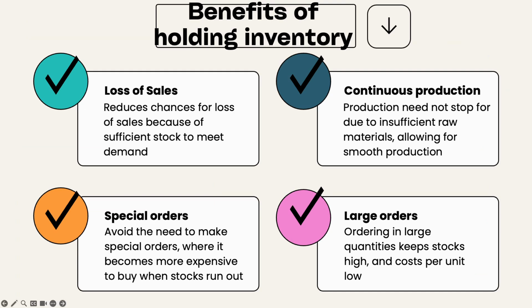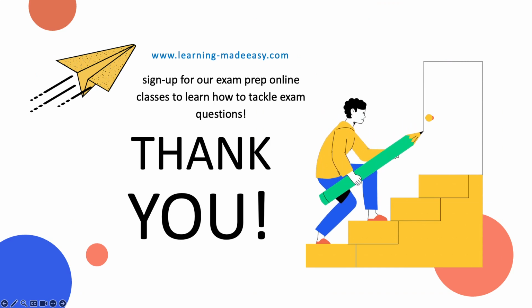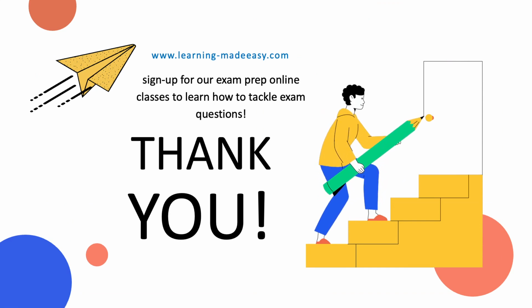And also large orders: ordering in large quantities keeps stocks high and cost per unit low. So when you keep stocks, while there are opportunity costs and storage costs and so forth, ordering in bulk is much cheaper than ordering in small units, so that helps you. These are some of the benefits of keeping inventory. We are at the last slide.